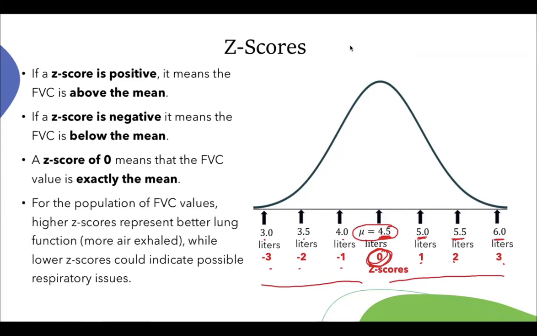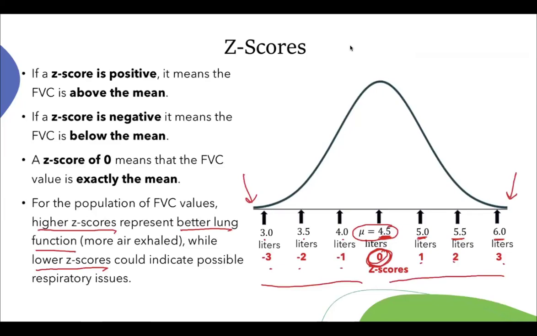For the population of forced vital capacity values, higher z-scores represent better lung capacity, better lung function, more air is exhaled, while lower z-scores could indicate possible respiratory issues. So that's what we're looking at up here. These are the high z-scores, better lung capacity, versus down here with lower z-scores and potential respiratory issues.